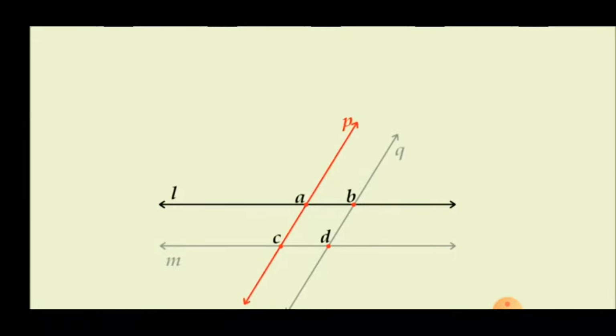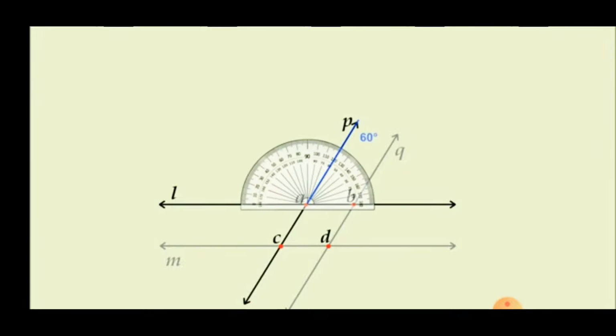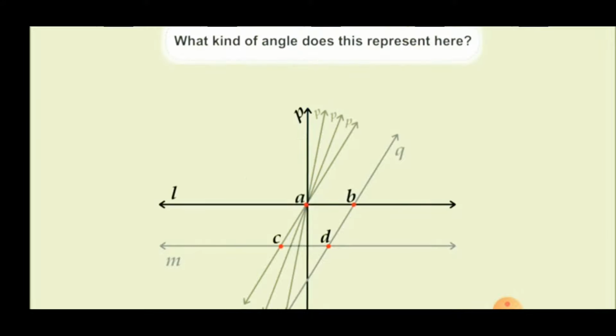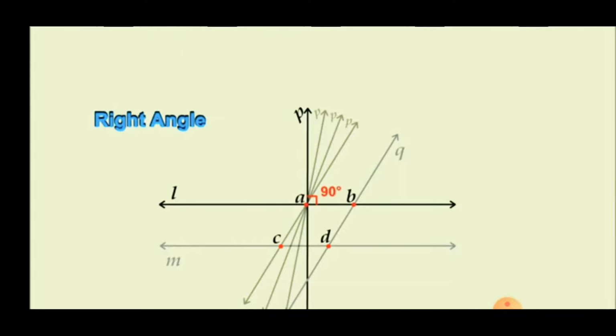Look at the lines P and L. If I measure the angle at the point A, then it measures 60 degrees. But as I rotate this line, it will make different angles at every rotation, and there will be a phase at which it will make an angle of 90 degrees. What kind of angle does it represent here? It represents a right angle. Are these still intersecting each other? They are still intersecting each other.